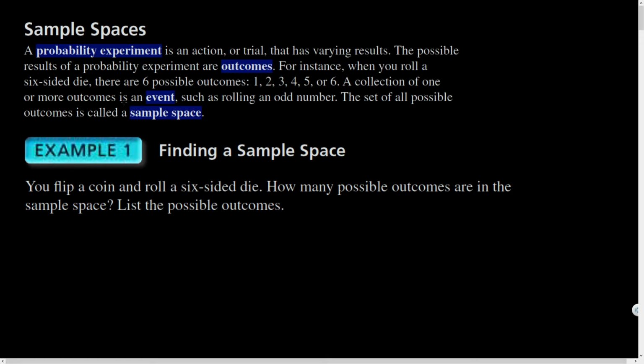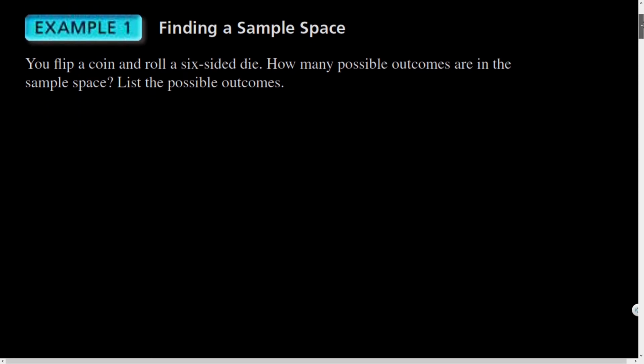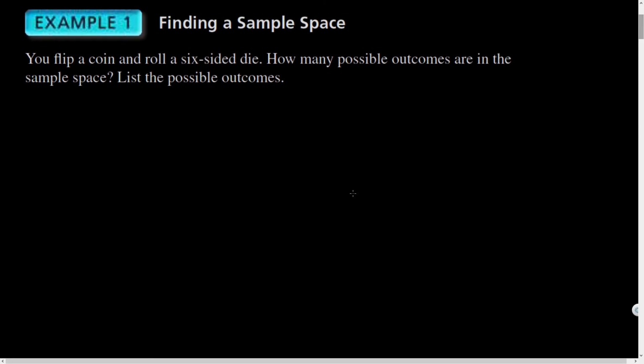A collection of one or more outcomes is called an event, such as rolling an odd number, right? So you're defining a narrower set of possibilities. And the set of all possible outcomes is called a sample space. Here, the first thing we're going to do is talk about finding the sample space.